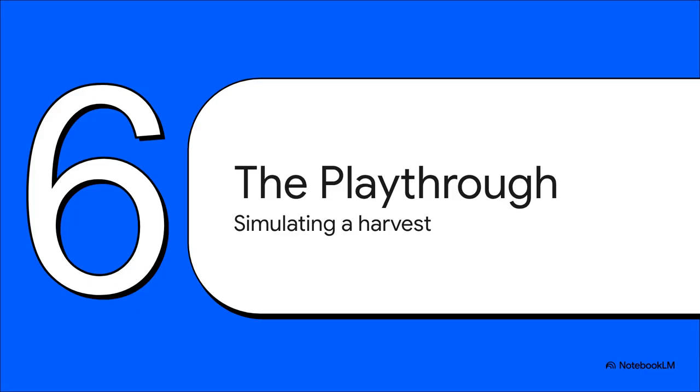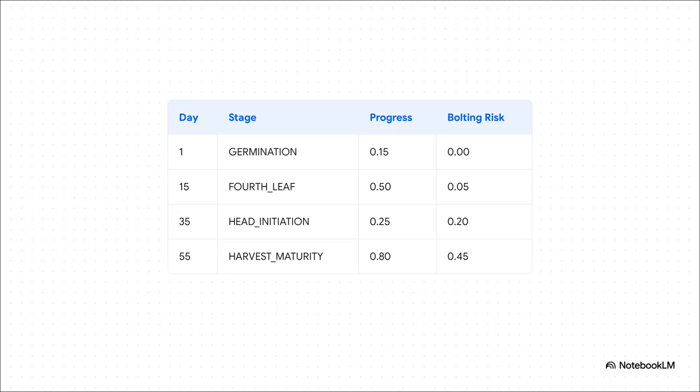Okay, we've learned the rules, we know the currency, we know the risks. It's time to put it all together and watch a full playthrough of our digital plant's entire life, just as the code simulates it. So here it is, the simulation in action. Day after day, the model is calculating the GDD earned and tracking how far along the plant is. But you have to look at that last column. At the same time, it's calculating that bolting risk. You can see it, right? As the plant gets bigger and the days pile up, that risk factor just keeps climbing. It is a constant race between growth and stress.